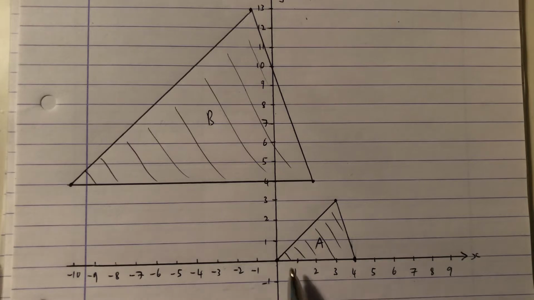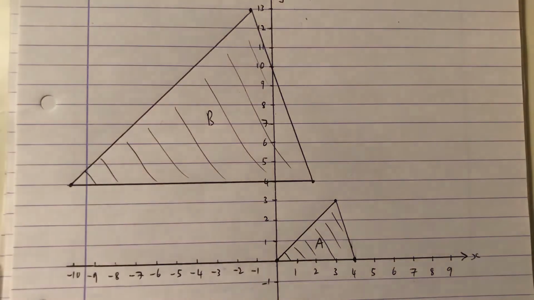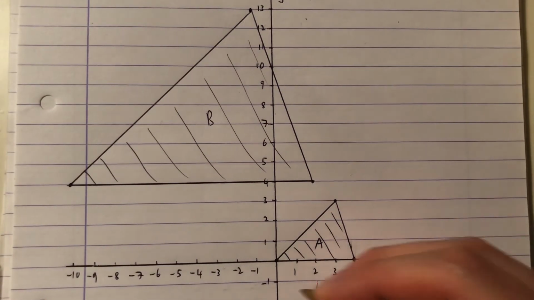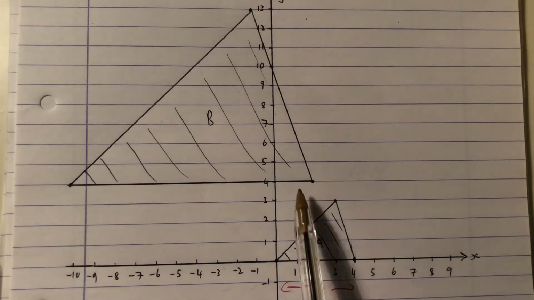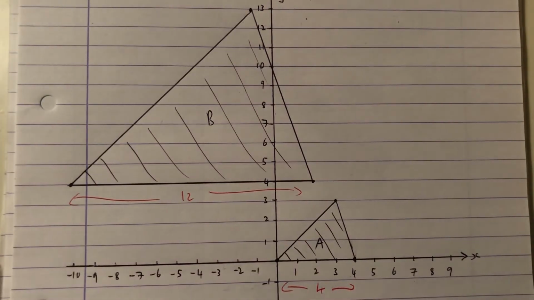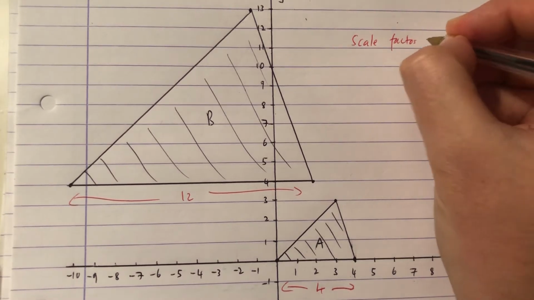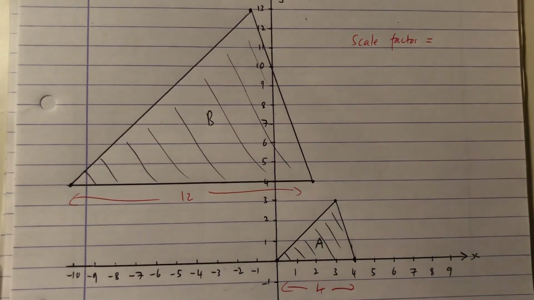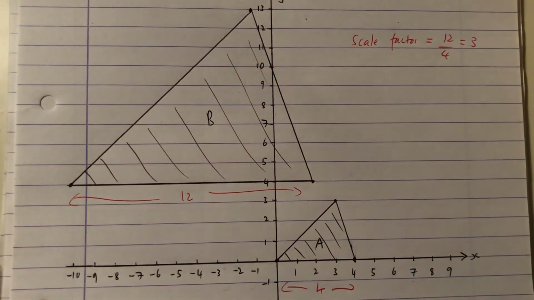So if you took just one length, which is easy to find, so that length would be the bottom there, which is 4 across, and then you worked out the corresponding length on the other shape, so that is 12 across. The scale factor is equal to 12 divided by 4, which is 3. So the object B is 3 times bigger than object A.